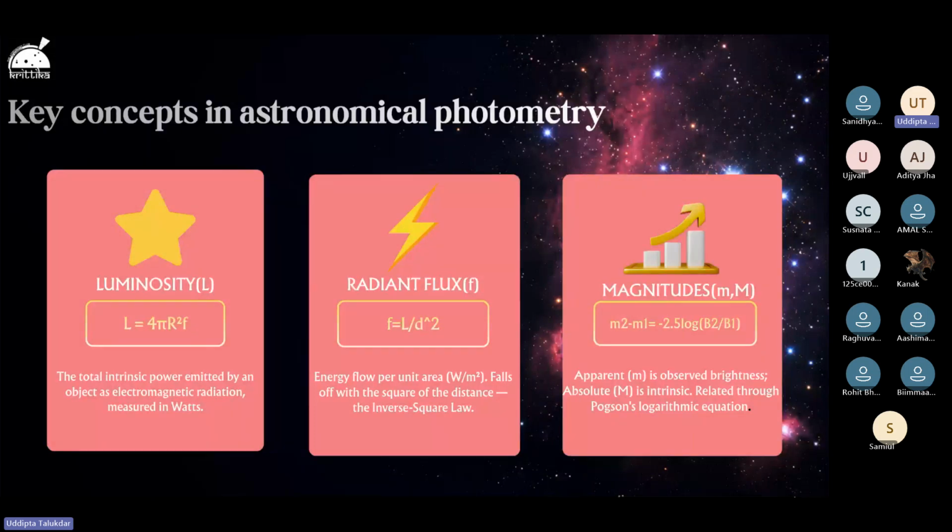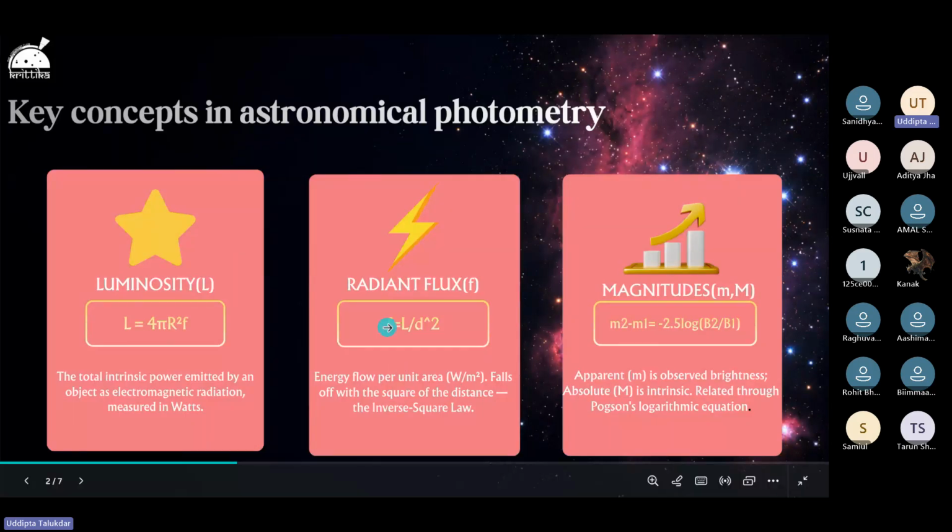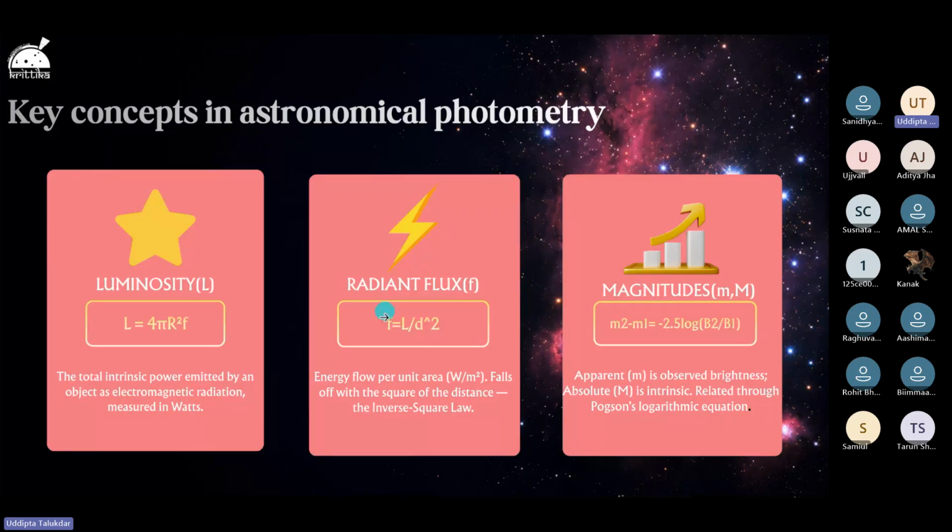Next, we move on to radiant flux, which is the luminosity divided by the distance squared. This is the energy hitting per 1 square meter of a detector, as you can check from the units here. This is what your telescope actually measures. Flux is what we observe, the brightness that reaches us.